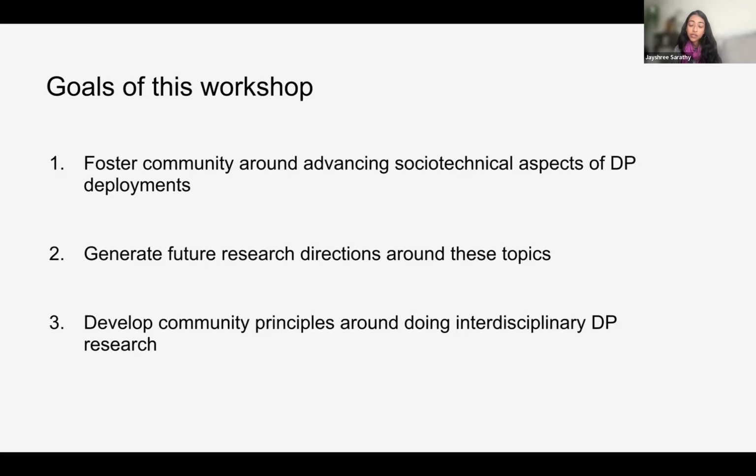And as we talked a little bit about in the morning session, we want to continue to develop community principles around doing this type of work. We want to collectively define what it means to be part of this community, what it means to advance a vision for responsible differential privacy deployments. Next slide, please.